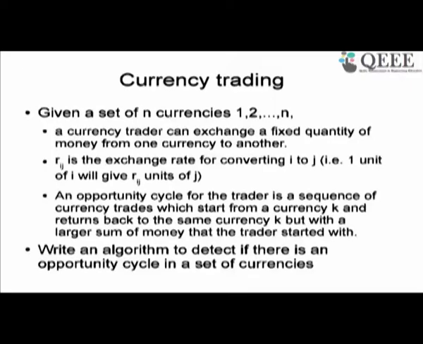Possible, right? This is called an arbitrage opportunity cycle. In fact, there are people who have made money just by converting one currency to another and coming back to the original currency. So whenever you find that you can do a currency cycle like this and make money, you want to execute this cycle. So write an algorithm to detect if you can make money by converting currency.